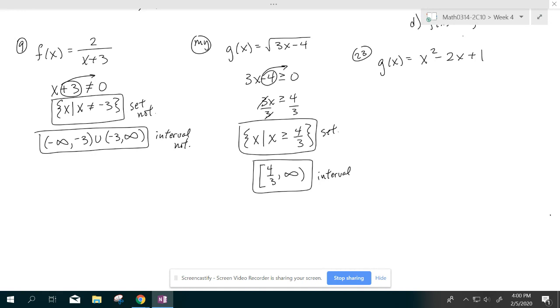But a polynomial, I can plug any number I want in for x, and my calculator will never give me an error message. I can plug in a negative number. I can plug in a positive. I can plug in 0. I can plug in pi. I can plug in anything I want, and this will work out and give me an answer. So what is the domain of any polynomial function?